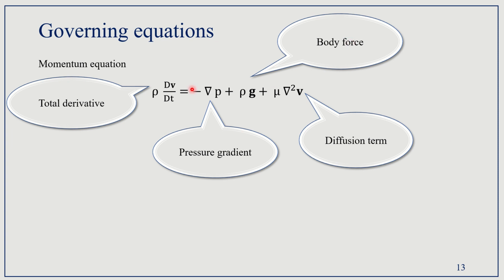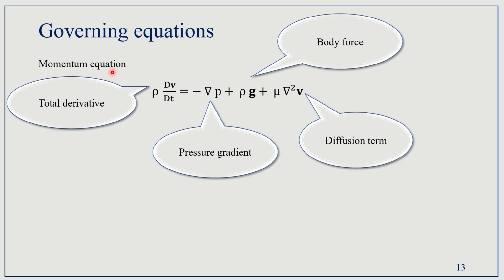So this is the generalized momentum conservation equation, where we have F is equal to ma. Similar to that we have it. So this is rho dv by dt is equal to minus del p plus rho g plus mu del square v. So this is the total derivative, this is the pressure gradient, this is the body force, and this is the diffusion term.